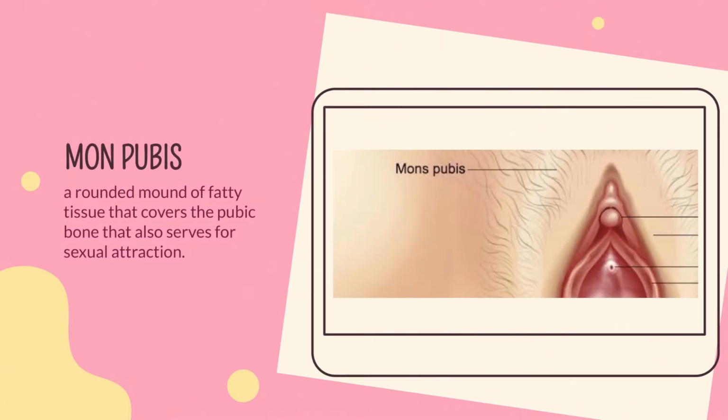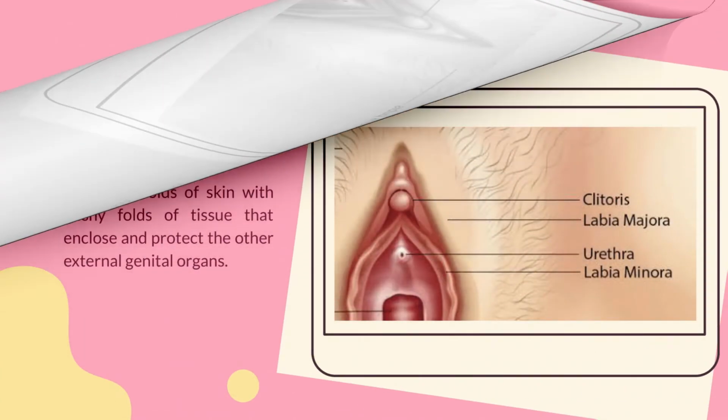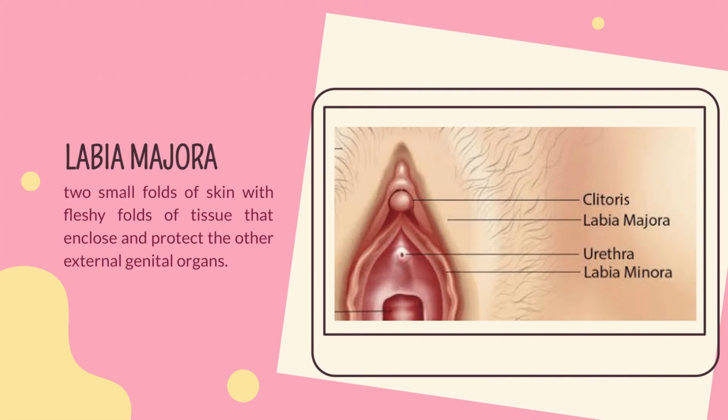Starting with the mons pubis, a rounded mound of fatty tissue that covers the pubic bone. It serves significance for sexual attraction, as it contains oil-secreting glands that release pheromones. Next is the labia majora, which literally translates to large lips. They're the two folds of skin with fleshy folds of tissue that enclose and protect the other external genital organs.